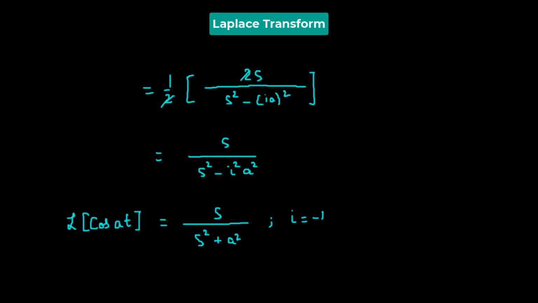So if a is equal to 1, that means the Laplace transform of simply the cosine function will be s divided by s squared plus 1.